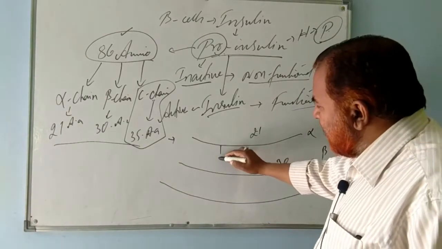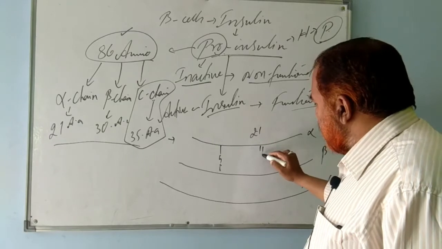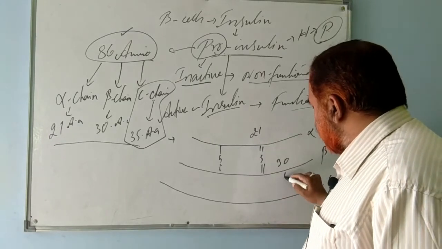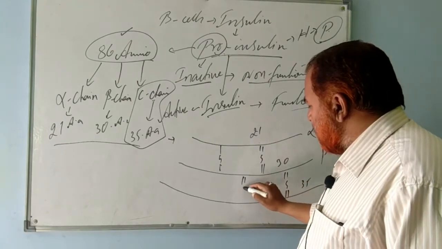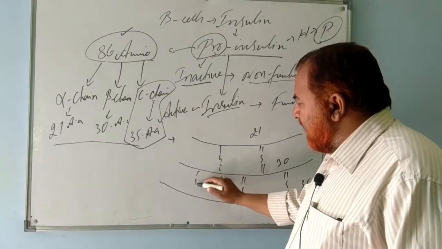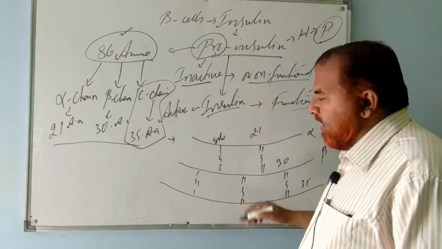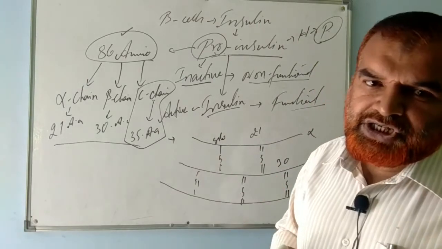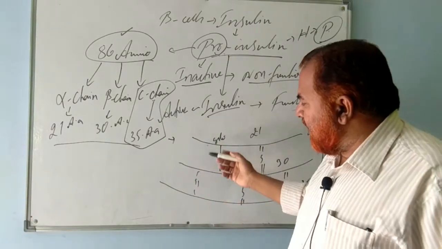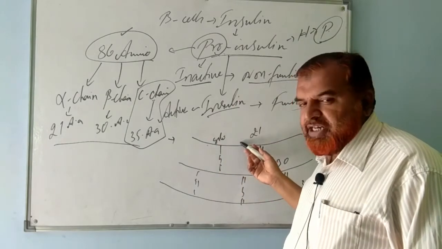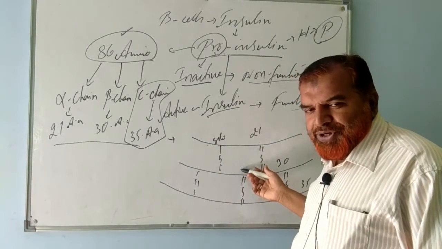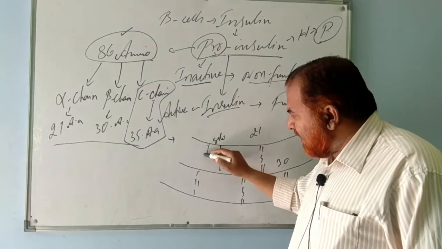So these chains are interlinked by disulfide bonds. Clear? Where they are connected, wherever there is the amino acid cysteine. In the alpha chain, 7th position cysteine is there. 7th position here, 11th position in the beta chain. In the alpha chain, 19th position, in the beta chain 20th position. So they are interlinked, they are cross-linked.